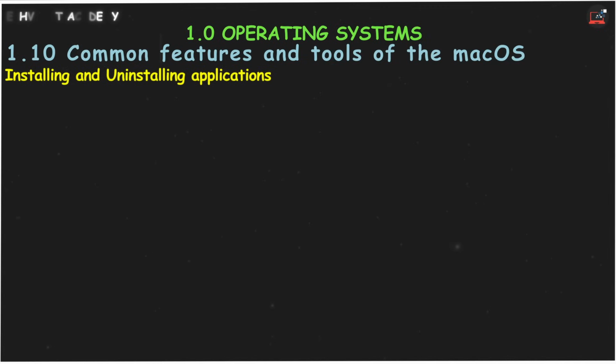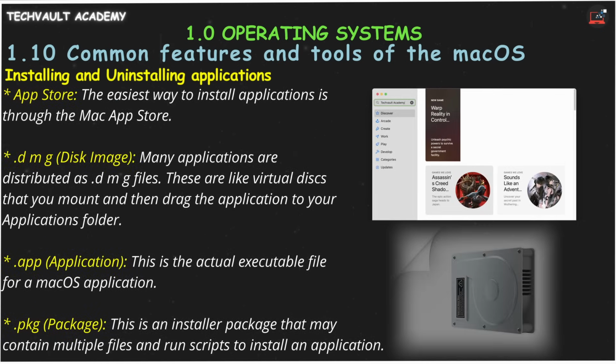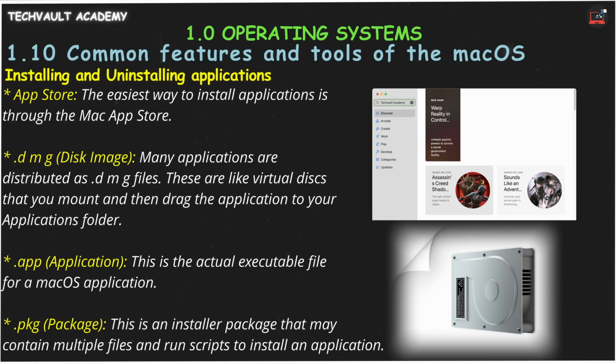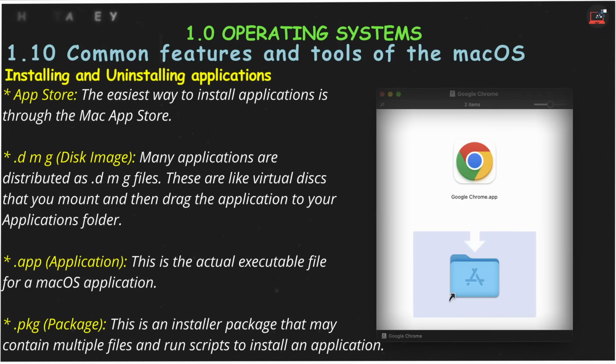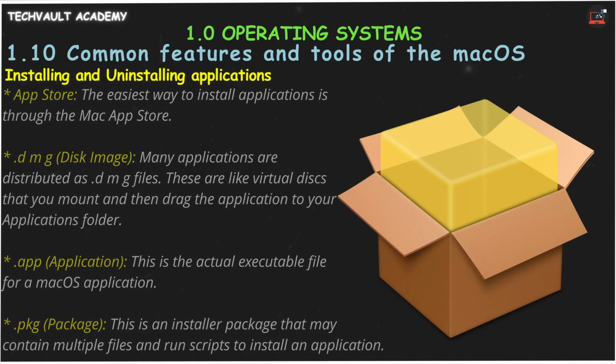Installing and uninstalling applications on macOS is generally straightforward. App Store. The easiest way to install applications is through the Mac App Store. DMG disk image. Many applications are distributed as DMG files. These are like virtual disks that you mount and then drag the application to your Applications folder. .app. This is the actual executable file for a macOS application. PKG package. This is an installer package that may contain multiple files and run scripts to install an application.